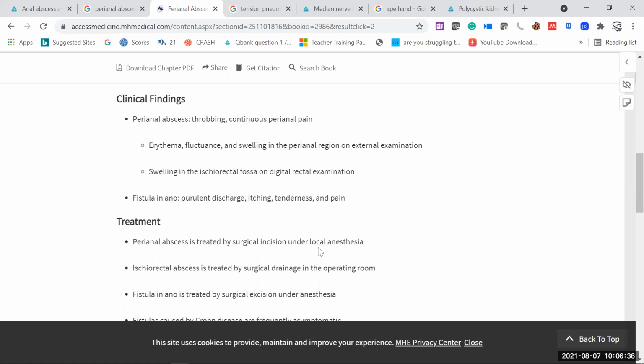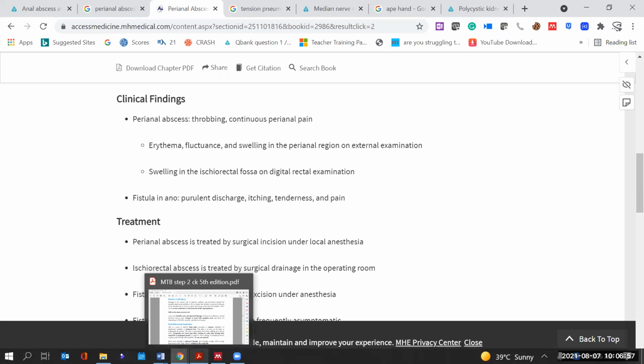For the treatment part, only 1 line is there. Of course, whenever there is an abscess, you always have to go for incision and drainage. So you will go for surgical incision under local anesthesia. You will anesthetize that area locally, cut the abscess and drain the fluid. Or maybe you can give antibiotic cover later on if it's too much infected.